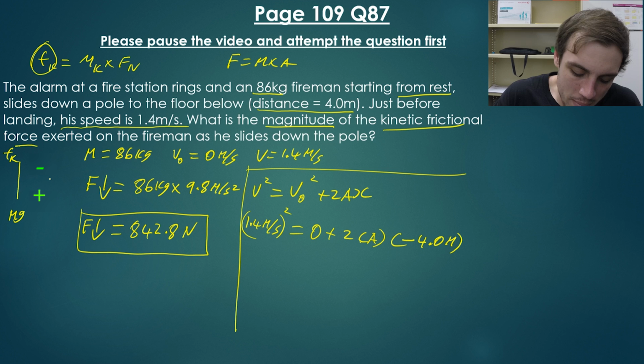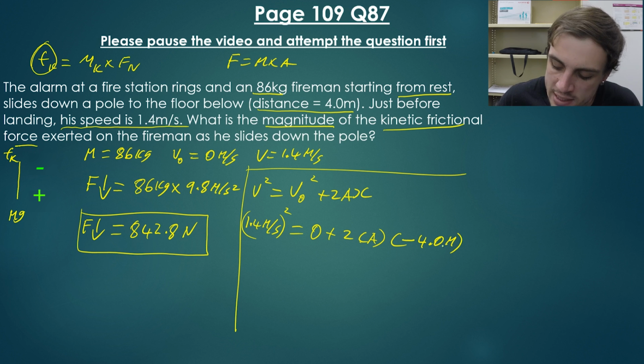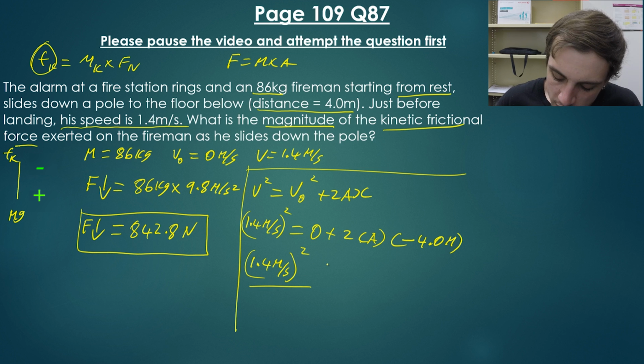So why is it negative 4 meters, I may hear you ask? That is because, remember, we set our direction. We are starting from here, we're finishing here, so we're moving towards this negative here. Because we set it that everything moving down is going to be negative, he is moving negative 4 meters. So we rearrange our formula here. We're going to have 1.4 squared divided by 2 multiplied by negative 4.0 is equal to the acceleration.